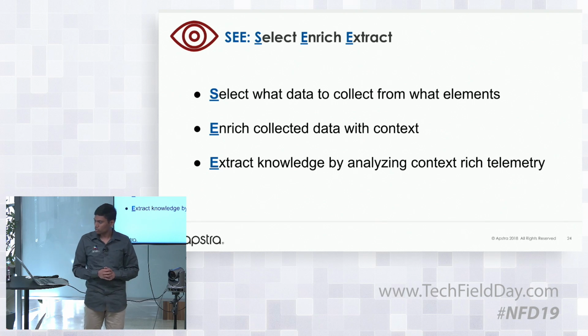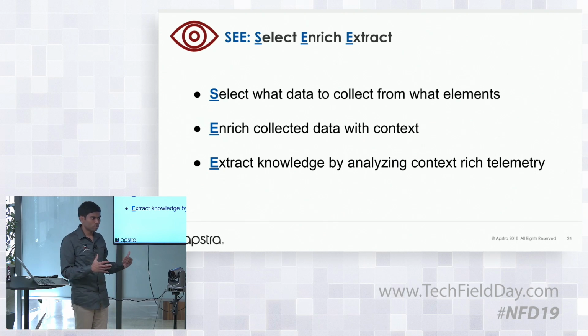So the way I would like to summarize the operational model for IBA before I go to the demo is with a three-letter acronym. You see the knowledge, not the raw telemetry. So the word is: S is for select, enrich, and extract.